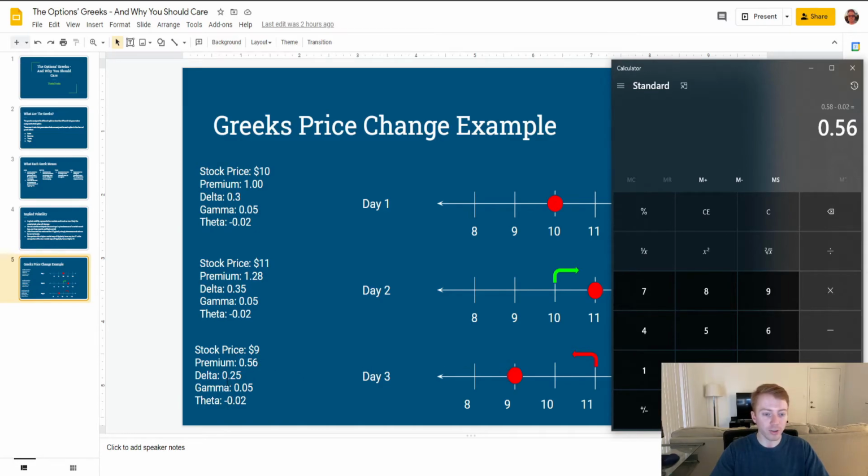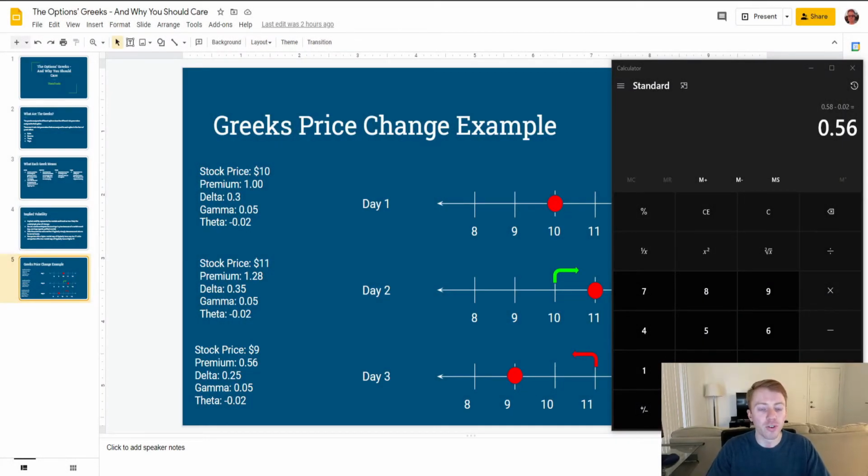Also, if we look, since the stock price went down by $2, this gamma right here, we have to multiply this by 2 and then subtract that from the delta. So the next time the stock price moves up $1 or down $1, it's going to add or subtract 0.25 from this premium instead of the 0.35 or the 0.3 that we originally started off with.